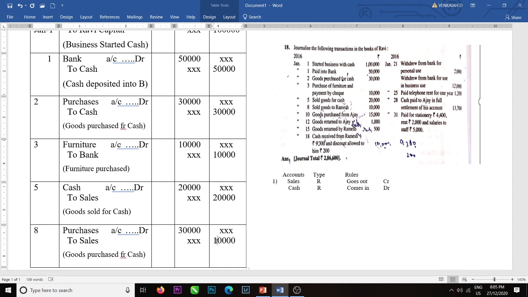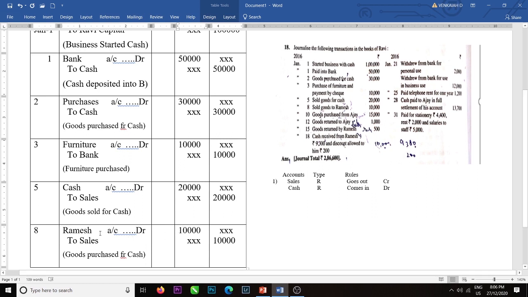Ramesh is receiver or giver? I sold goods to Ramesh. Ravi sold goods to Ramesh. Ramesh is receiving the goods. Receiver will always be debited. That's why we have to write Ramesh account debit to sales account.